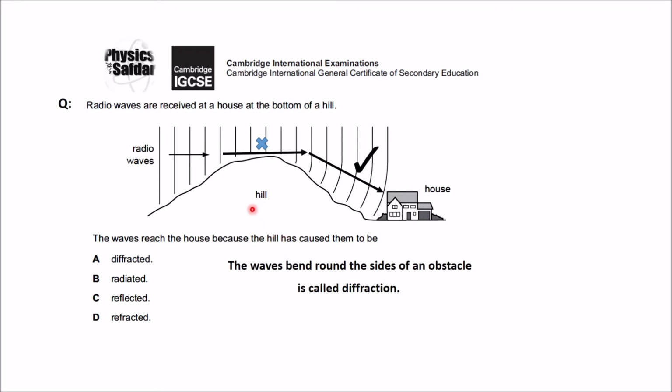In this case, the obstacle is the hill and the radio wave bends around this hill, and you need to select which one is the right answer. Diffracted, radiated, reflected and refracted. So it is very clear radio waves are diffracted because of that obstacle, the hill. Option A is the right answer.